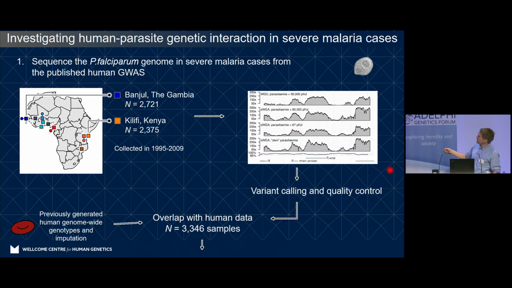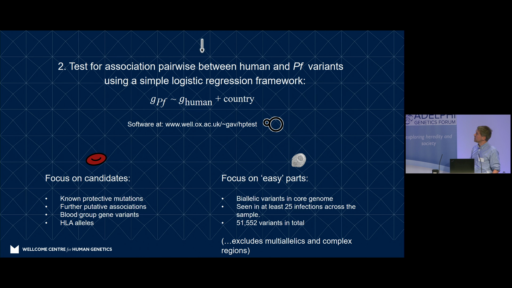We used this for variant calling and quality control, and then overlapped it with our human samples. So, a discovery analysis of just over 3,000 samples. Then we did the simplest thing that we could, which is to test for association pairwise between parasite genetic variants and human genetic variants, putting the parasite genotype as the outcome variable and the human genotype as the predictor variable. We only have one covariate in this scan, which was the country, Gambia or Kenya, because we didn't see much structure in the parasite populations within countries. It didn't seem to need it.